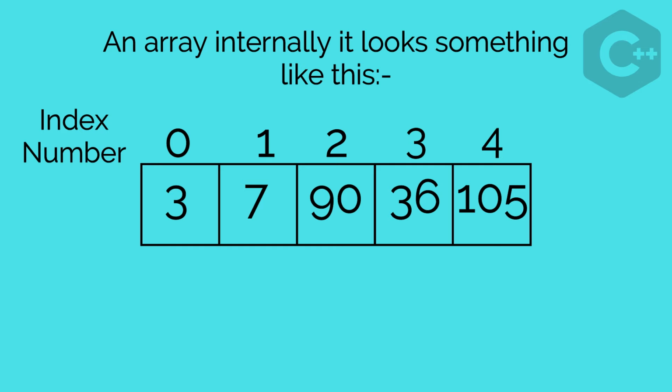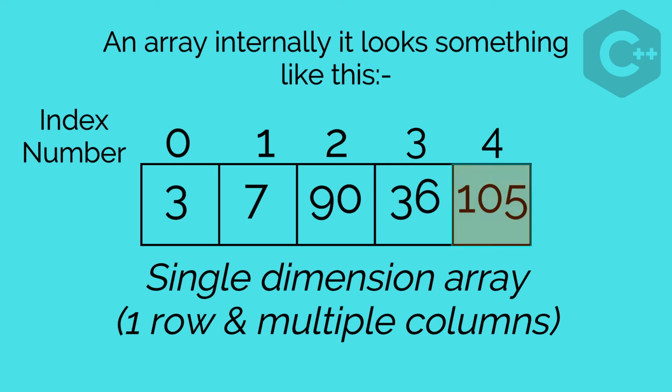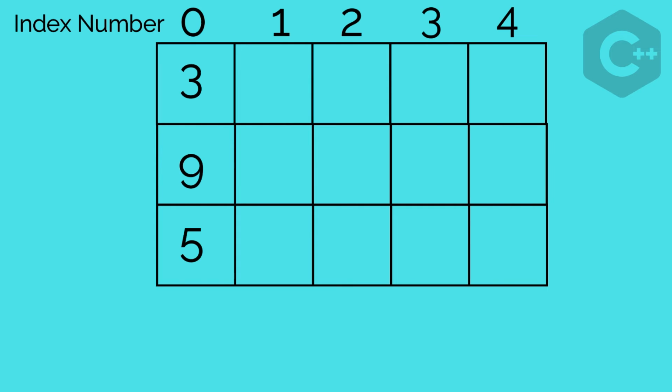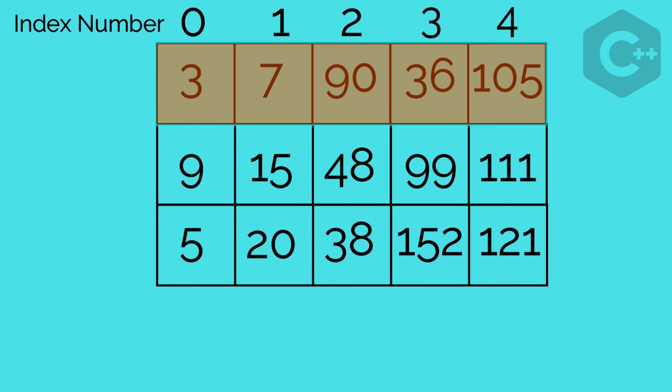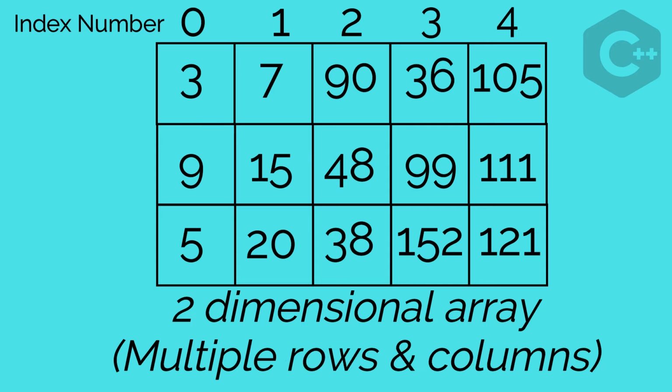When we create an array, internally it looks something like this. This is actually a single dimension array. You can consider that you have just one row with columns to store values. It is also possible to create an array which has both rows and columns, known as two-dimensional array.